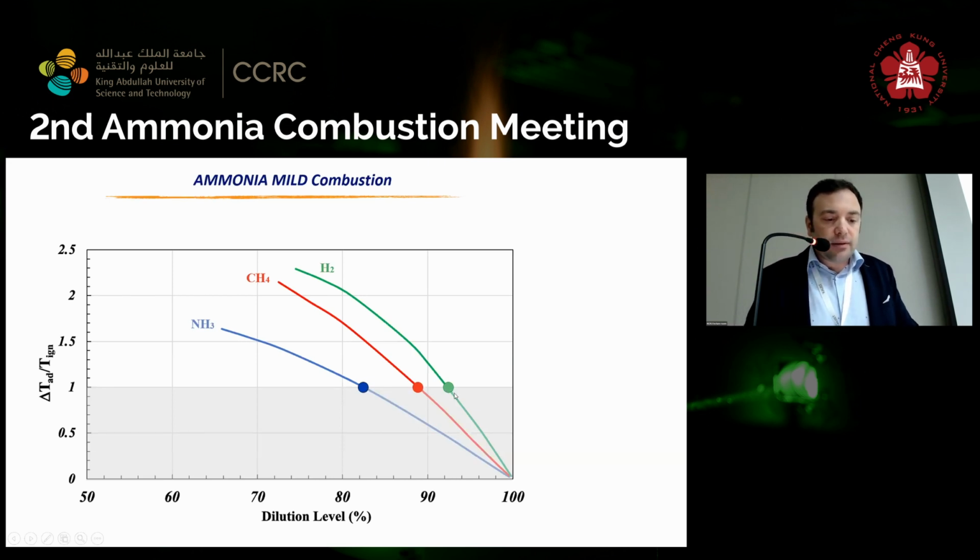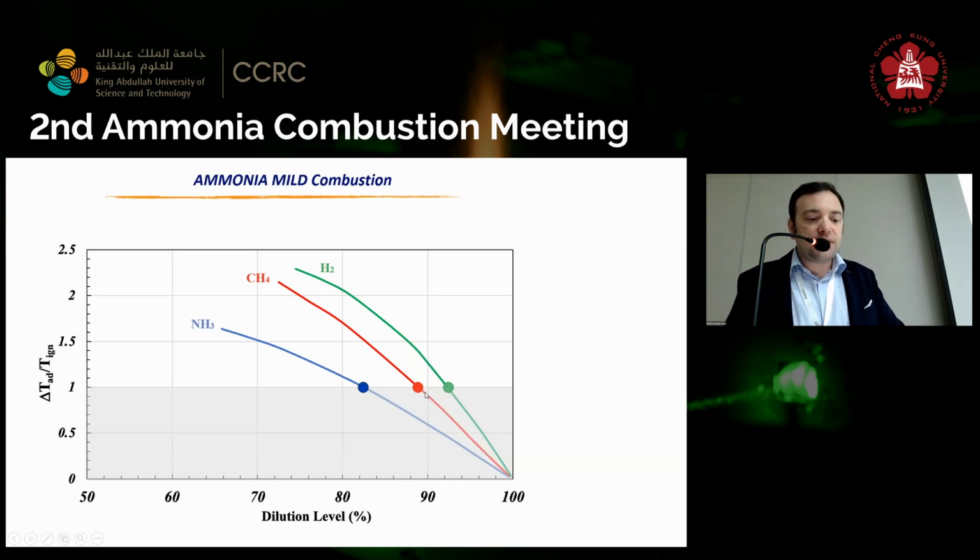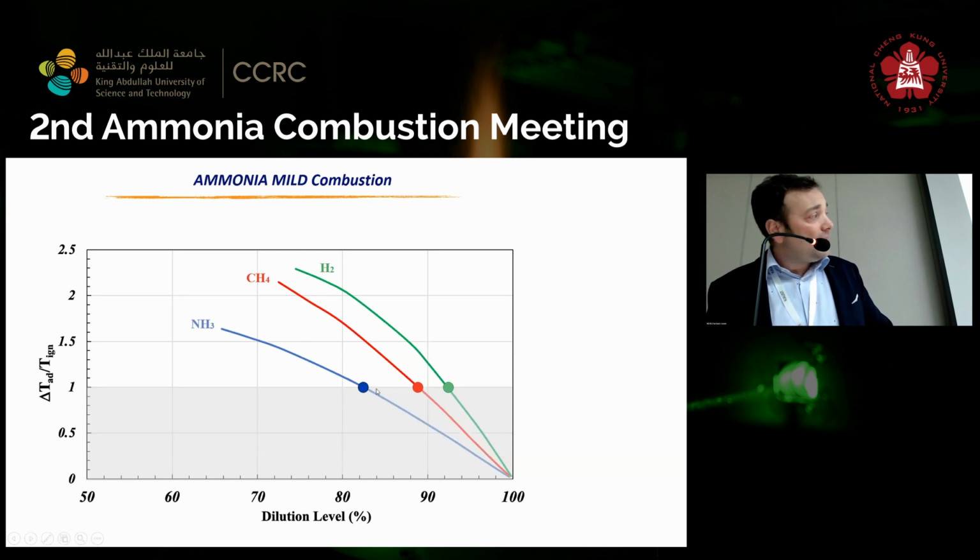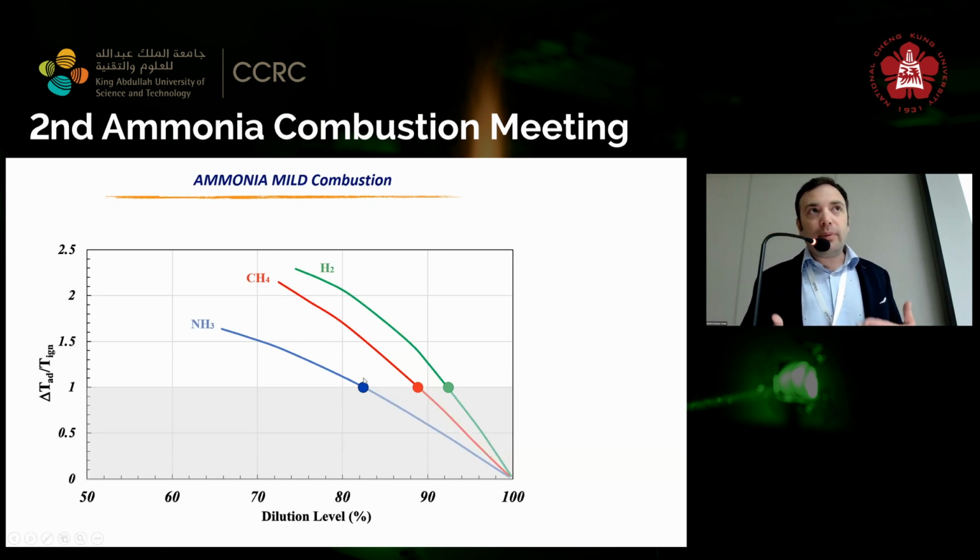So if we do a simple calculation, we can say that for hydrogen, for example, we are in mild conditions for dilution levels that are higher than 90%. This value is a bit lower for methane combustion. For ammonia, this dilution level is lower by about 10% when compared to hydrogen. So we can say that ammonia has a higher propensity to operate in mild combustion.